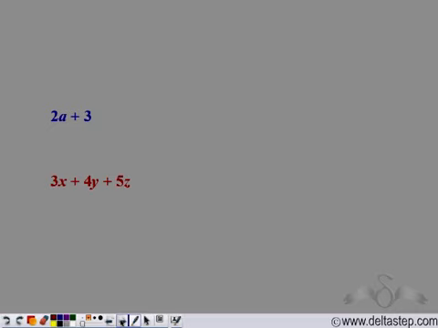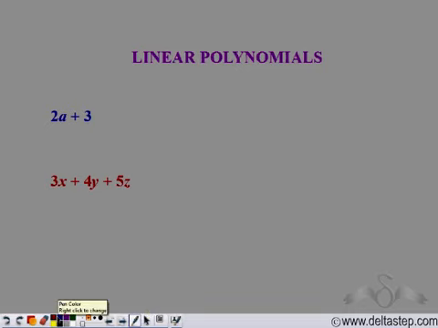Now look at these expressions. These are polynomials. What is the degree of each of these polynomials? The highest power here is 1. The highest power here is also 1. Power of x is 1, y is 1, z is 1. So the degree of these two polynomials is 1. Such polynomials are called linear polynomials. So linear polynomials are the polynomials which have degree 1.